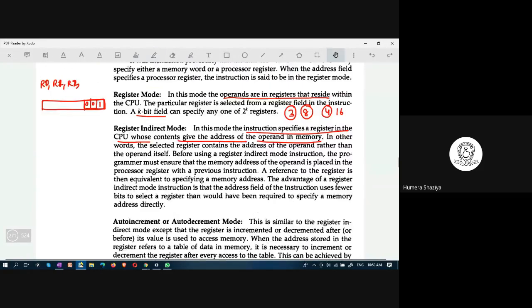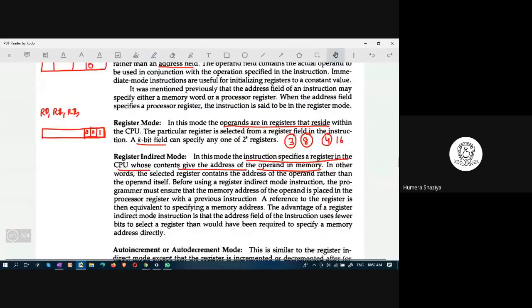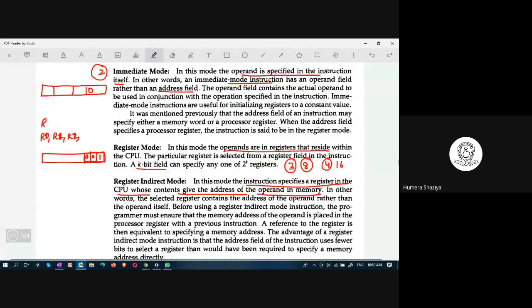In register mode, if you go to R1, you will find the operand. Our operand is 10. Consider that our operand is 10. R1 contains 10 here, and the R1 register is included in the instruction.